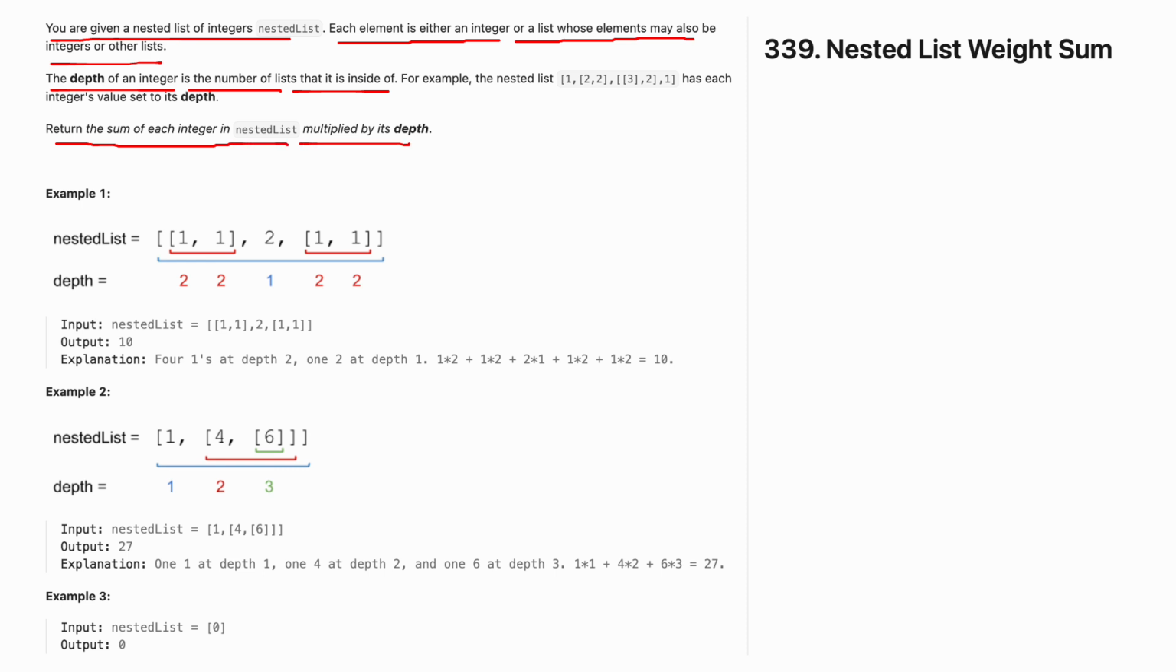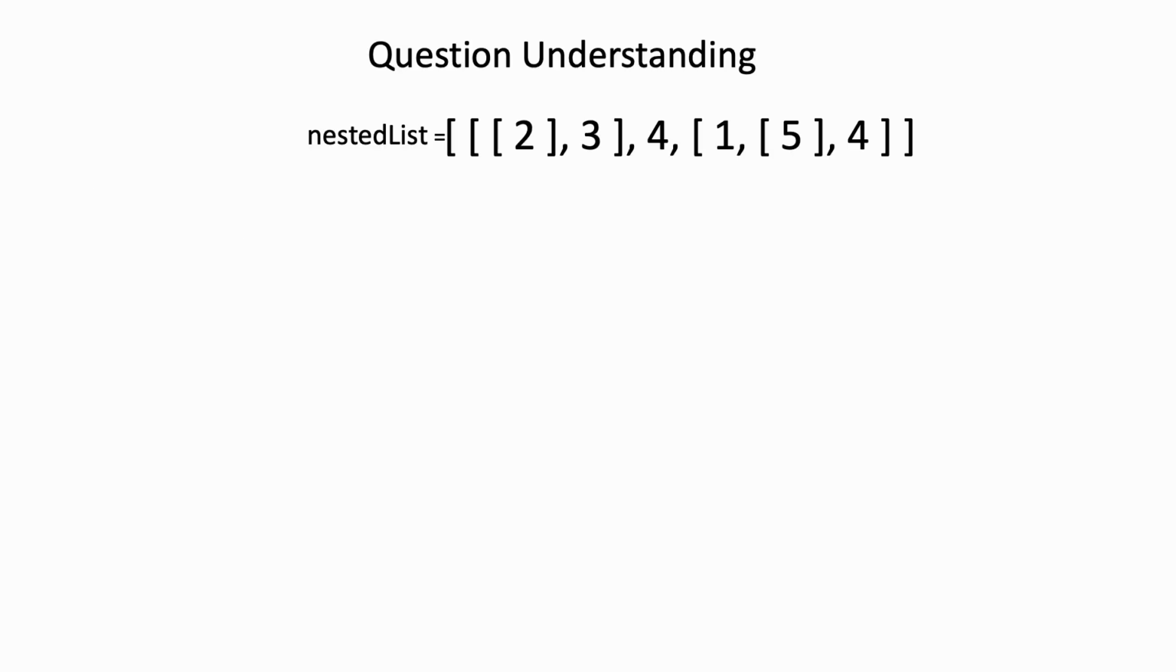Let's look at example 1 to understand the question better. This is the nested list and its depth. The output is 10 because when we multiply each element by its depth and then add them up, we get the answer 10. Let's take this example test case to understand the question better.